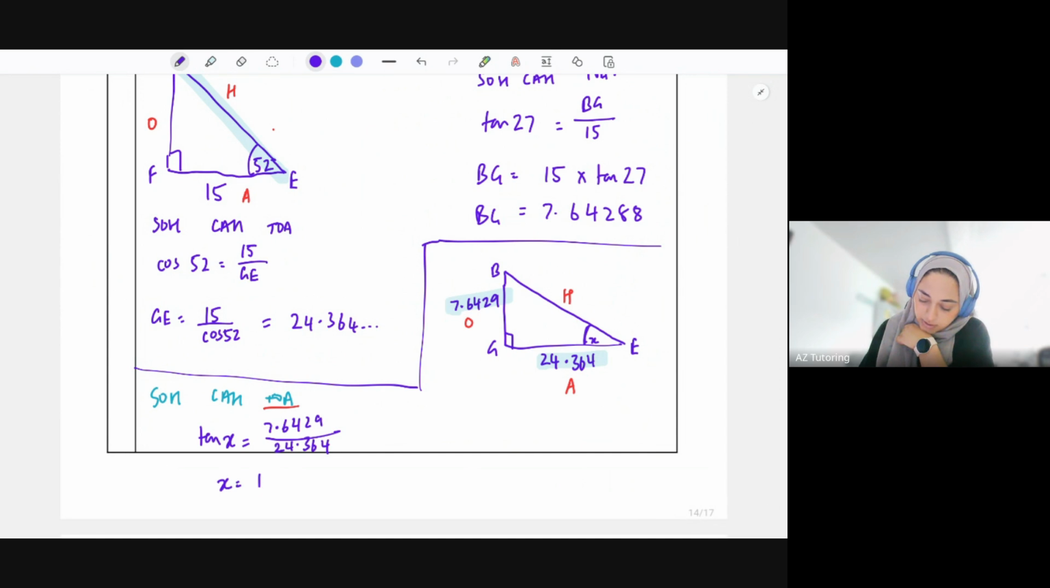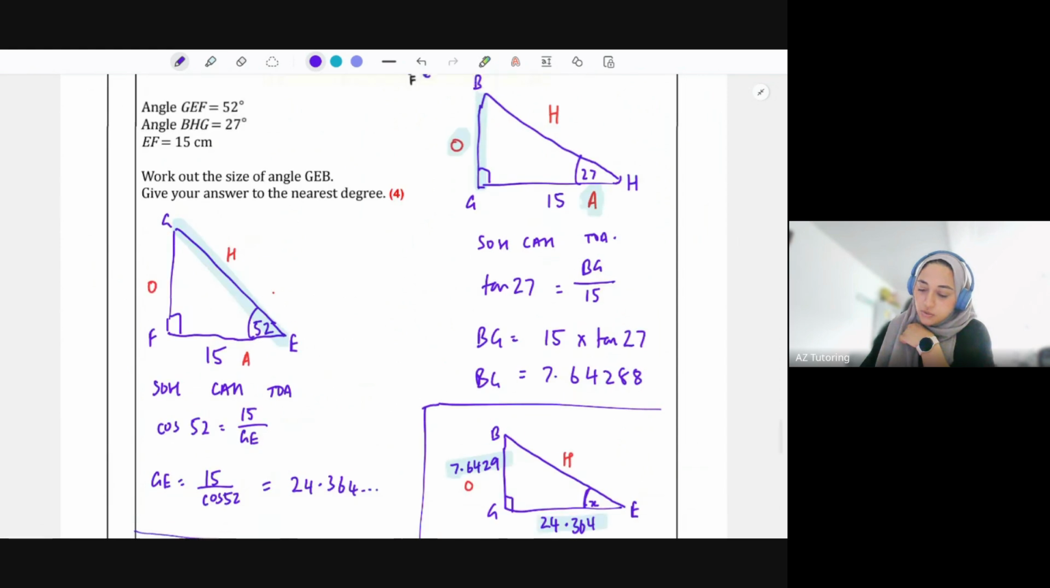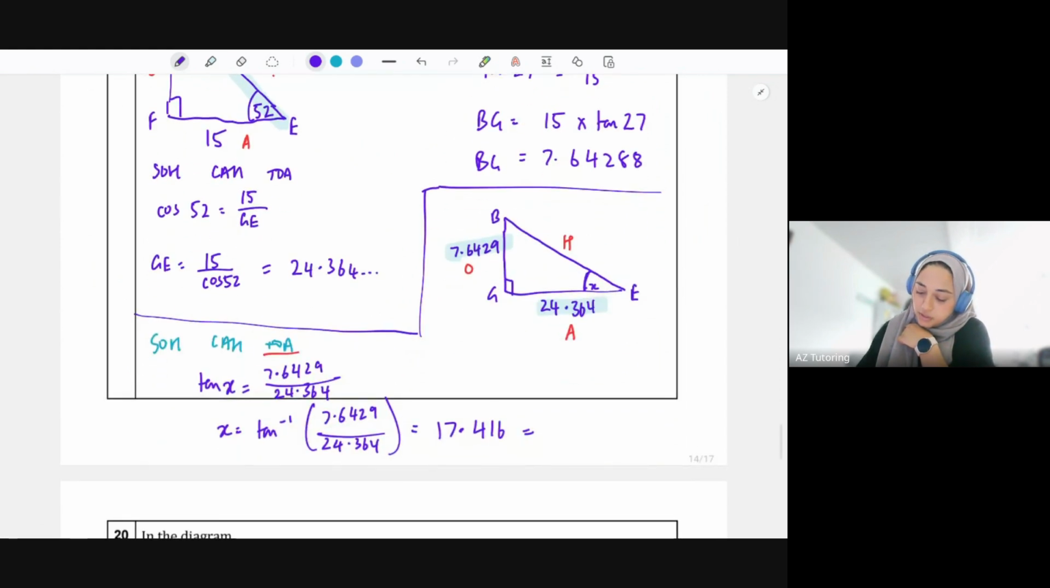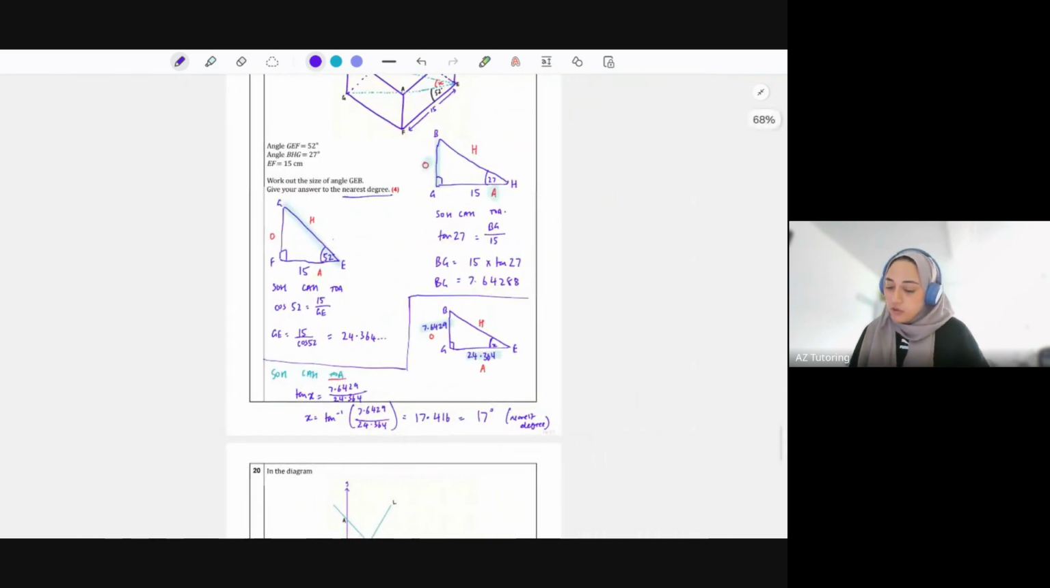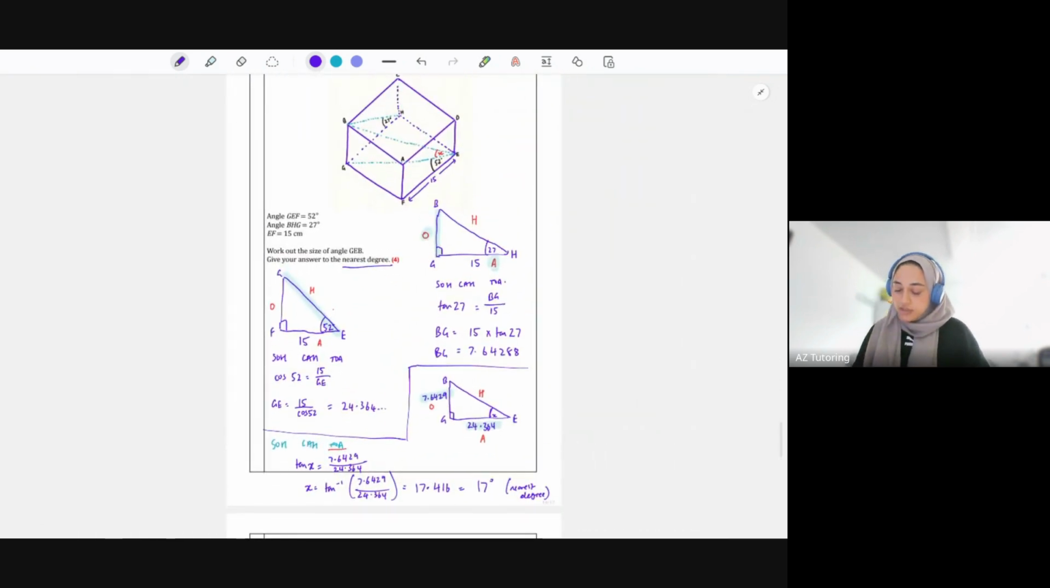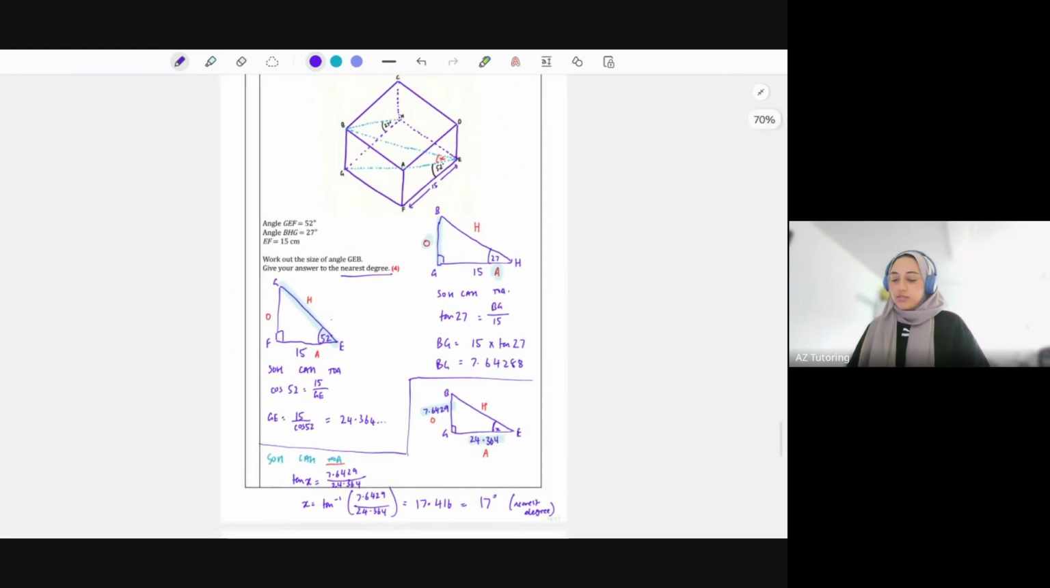So therefore, to find angle x, I'll write here, x equals tan to the -1 of 7.6429 over 24.364. Putting that in the calculator, I get 17.416. We want to round that to the nearest degree. So this 4 keeps that 7 as is, so we get 17 degrees to the nearest degree. That seems like a sensible answer for BEG, little x. 17 seems like a reasonable answer.